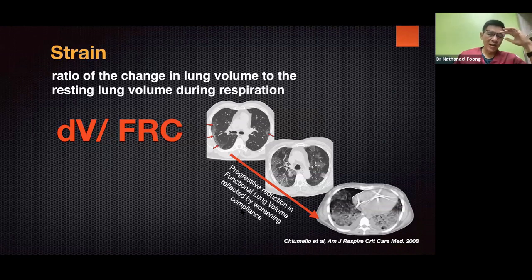So that's why compliance measurement is something that we do in the ICU regularly, to look at how much lung is left behind for us to ventilate. If the compliance is poor, it's unlikely we're going to target a tidal volume of 8 mL per kg. We're probably going to go down to 6 or even 4, depending on the lung situation.